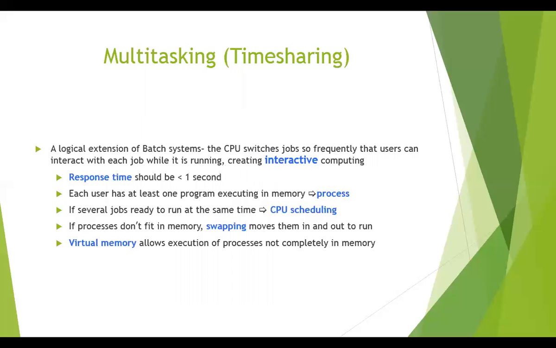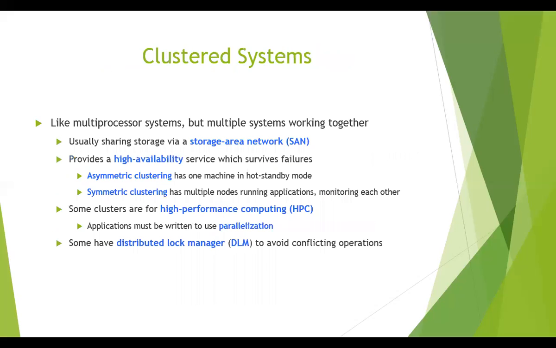The user has at least one program to be executed in memory. That is the process. CPU scheduling is needed because there may be several programs in the system. If you want to execute the programs one by one, the CPU will schedule the jobs. Next, if a process does not fit into the memory, swapping is done, that is, moving the process from one memory to another. Virtual memory allows the execution of a process that does not completely fit into the memory.